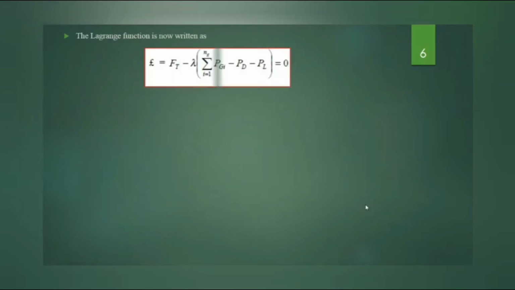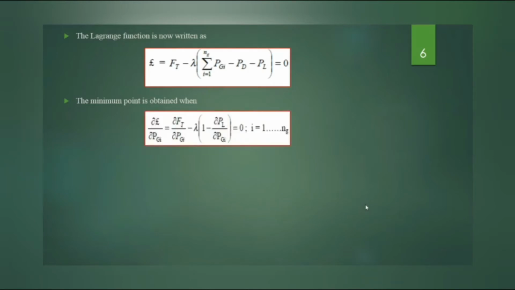According to the Lagrange function, the Lagrangian equals F_T minus lambda into sigma i equal to 1 to NG of PG minus PD minus PL equal to 0. Here we differentiate the Lagrange function with respect to lambda and PG. When we differentiate and set it equal to 0, we get the minimum value. Differentiating the Lagrangian with respect to PGi, the cost term contains a_i plus b_i PGi plus c_i PGi squared, so there is a PGi term present in it.